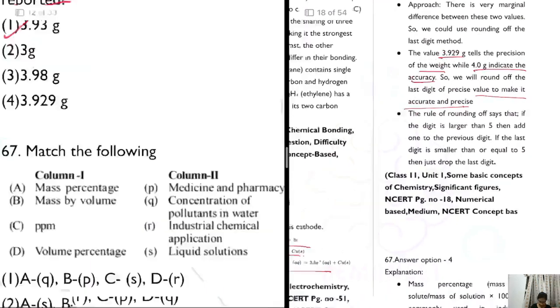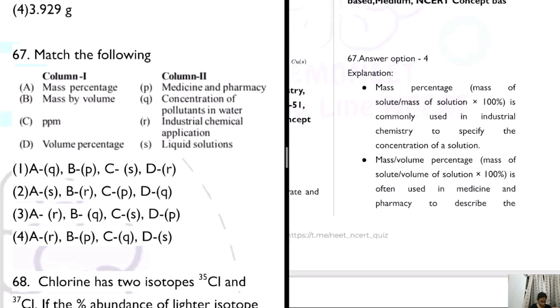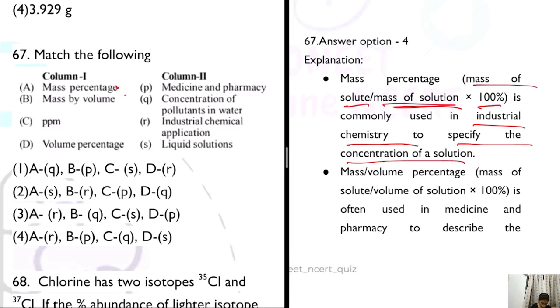Let's see the next question. That is match the following. Okay, see, what is mass percent? Mass percent is mass of solute divided by mass of solution into 100, and it is used in industrial chemistry. Why? To specify the concentration of a solution. So it would be used in industrial chemical applications.